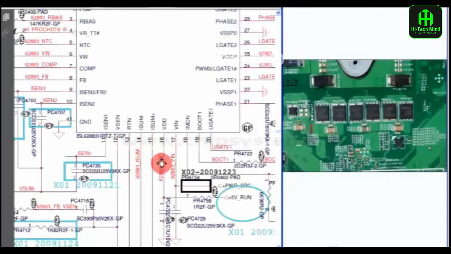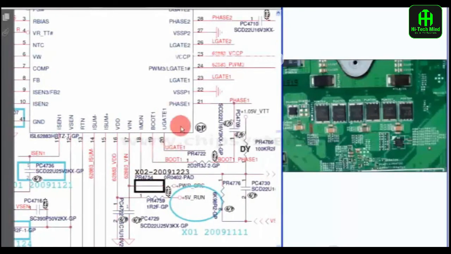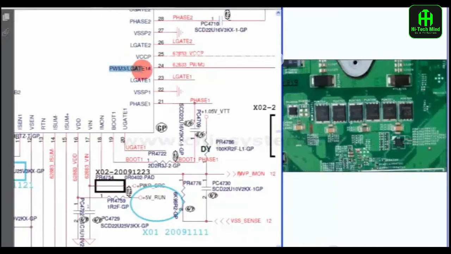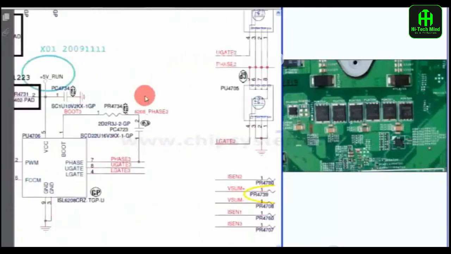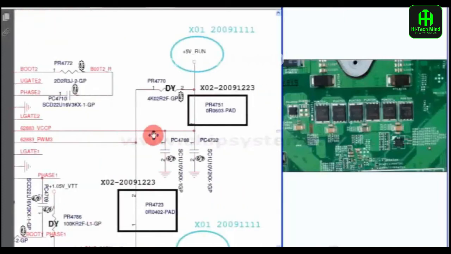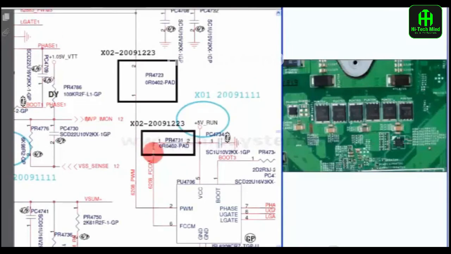Phase 3 using the external MOSFET driver. See the schematic diagram. IC pin number 24 mentioned PWM3, that is phase 3. The CPU voltage regulator IC pin number 24 mentioned PWM3, that is the PWM output to connect the external MOSFET driver.